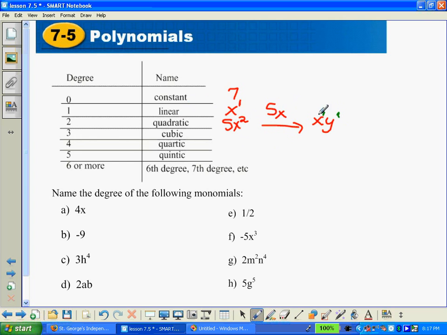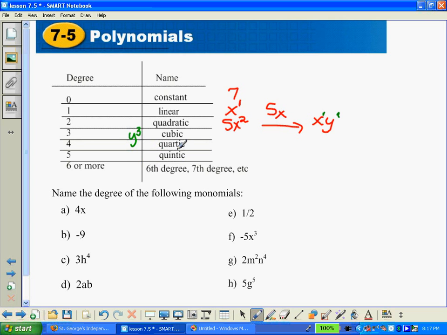Degree 4 is called quartic. Degree 5 is called quintic. After degree 5, if you have degree 6, 7, 8, if you have degree 21, you just say 21st degree or degree 21. Now, you guys need to make sure that you learn these names. You need to memorize them. You need to be able to identify them, and you need to know how to spell them. So make sure you study these: constant, linear, quadratic, cubic, quartic, and quintic.